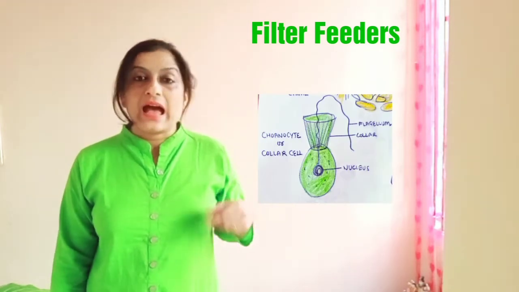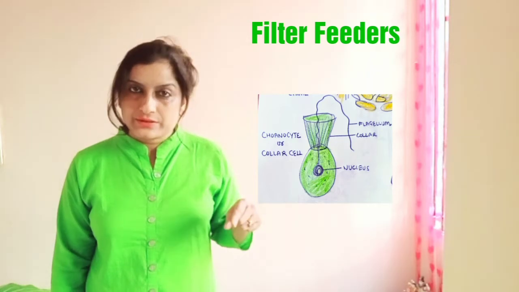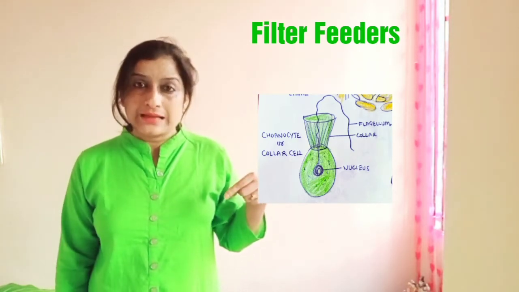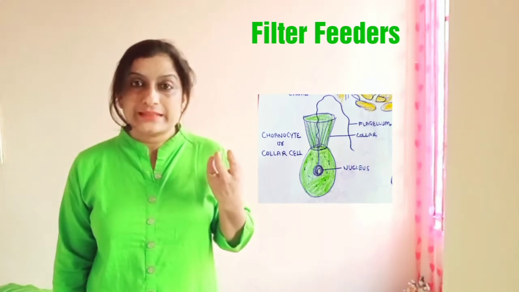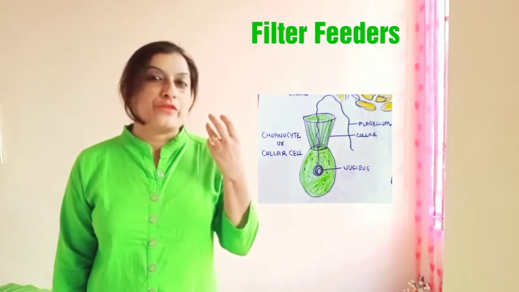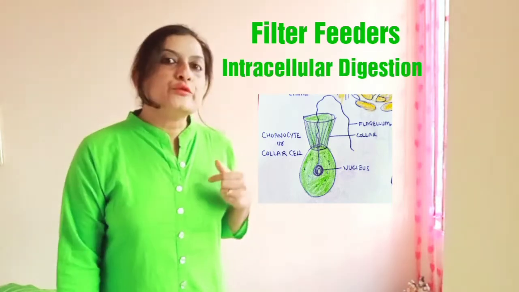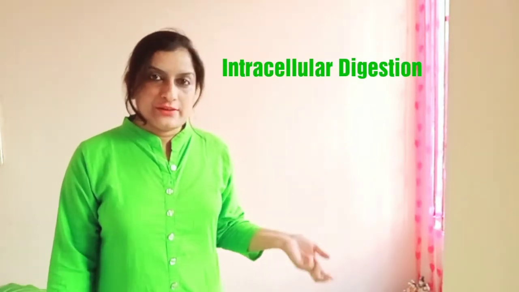Sponges are filter feeders. The collar of choanocytes acts as a filter for planktons which come with the incoming current of water, and the food particles are then taken up by the cell body by the process of endocytosis, and the digestion occurs inside the food vacuoles. Such kind of digestion is known as intracellular digestion.